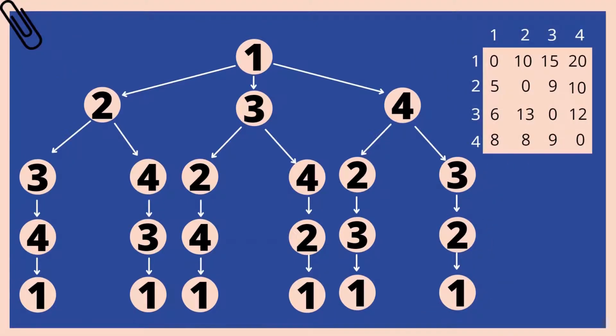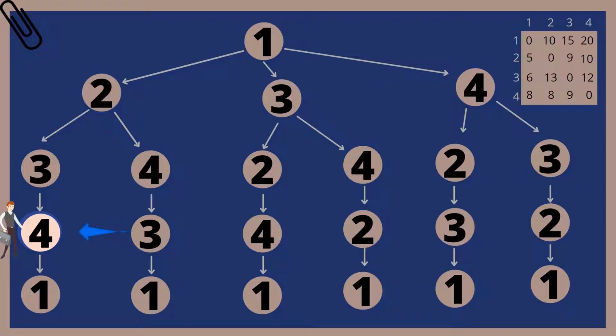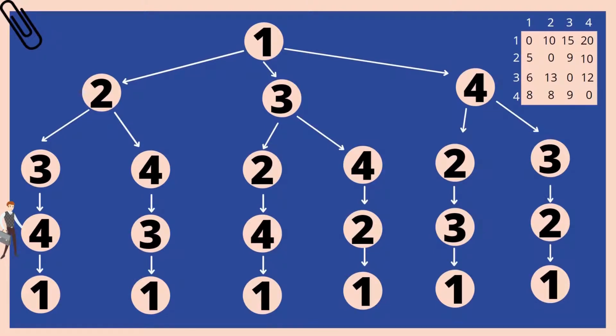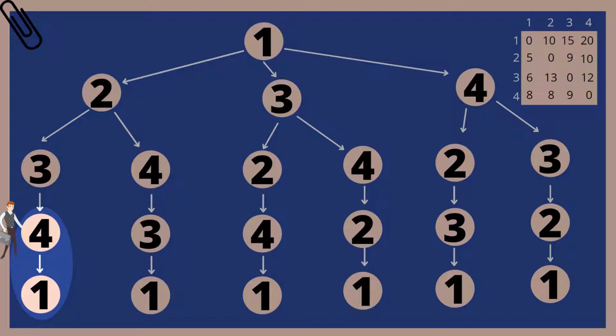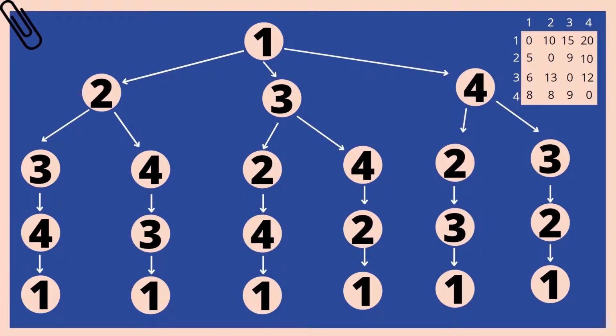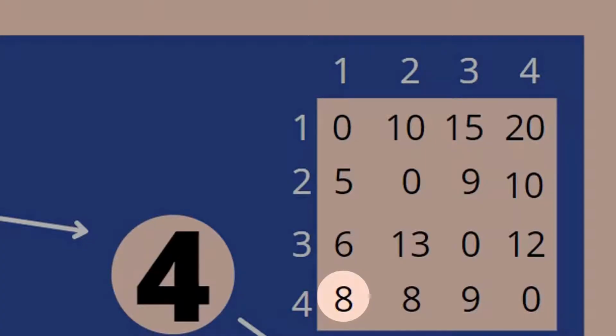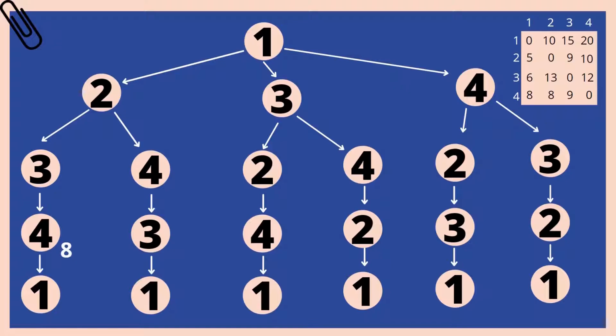So let us consider that we are at city number 4. As we are at 4, we have to go back to 1. So what is the distance of 1 and 4? If we move from 4 to 1, the distance is 8. So we will write 8. Similarly, from 3 to 1, 6. 4 to 1, that is again 8. 2 to 1, that is 5. And 3 to 1, 6. And 2 to 1, again 5.